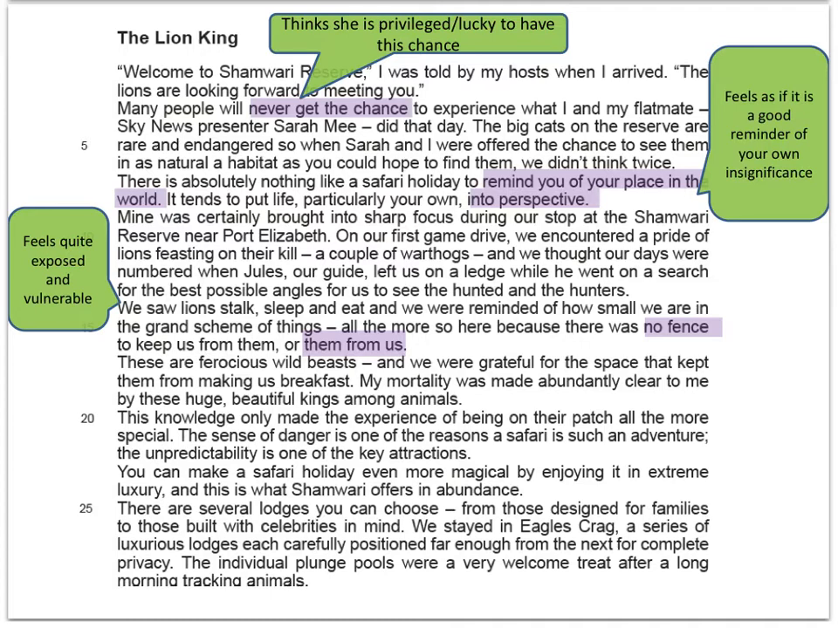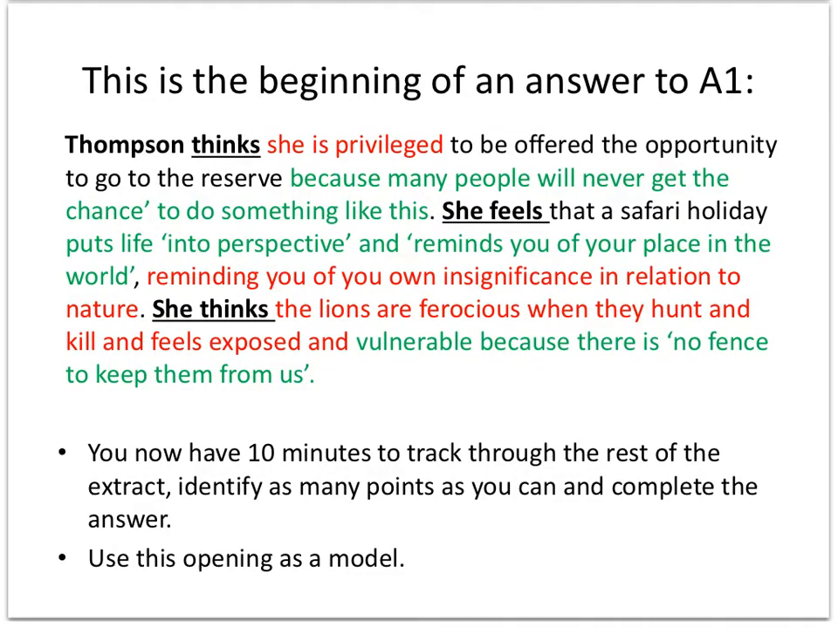So what you should be doing is, when you look at the section that you're focusing on, in this instance we're looking at 1 to 29, you get your highlighter and you highlight those thoughts and feelings. And I suppose you're looking for about 8 to 10. And then the words and phrases that you highlight, you can then use as evidence to support your ideas. Here we have a beginning to an A1 answer. Thompson thinks she is privileged to be offered the opportunity to go to the reserve because many people will never get the chance to do something like this.